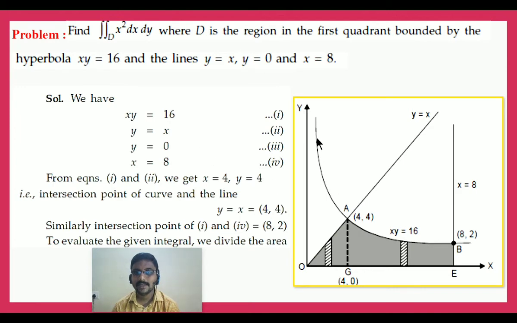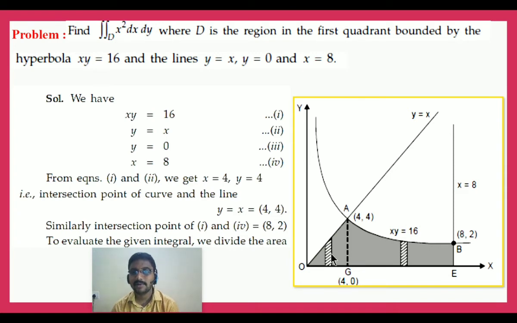The whole region is taken in the first quadrant. Once again, xy equal to 16 is the hyperbola, y equal to x is a line, and x equal to 8 is a line parallel to the y-axis, and this is the closed region. In this closed region, we have to take a strip. Generally, the strip is drawn parallel to the y-axis.